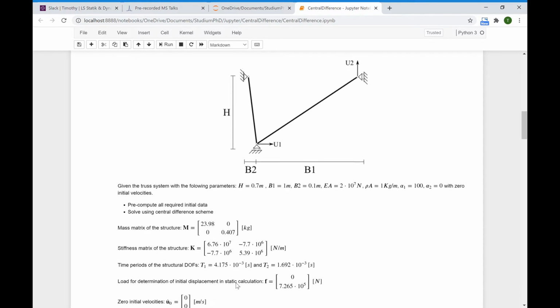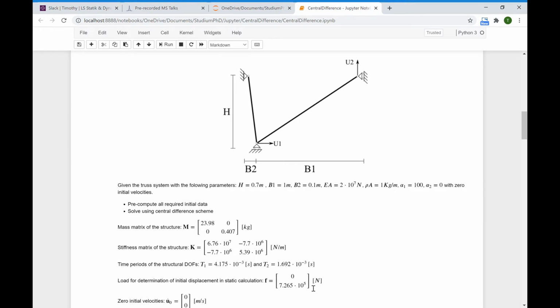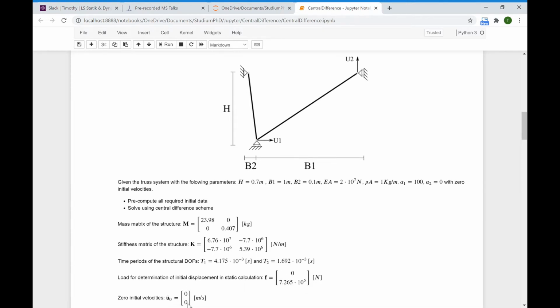Load for determination of initial displacement in static calculation is given here, and the initial velocities are assumed to be 0. Such a task can occur in exam. That's why we will solve it using hand calculation. We will solve for the first 2 time steps.